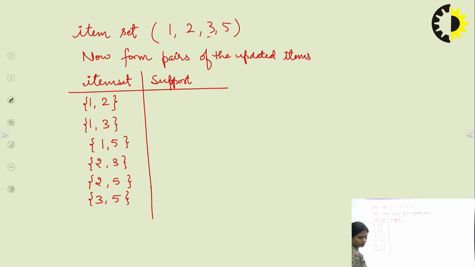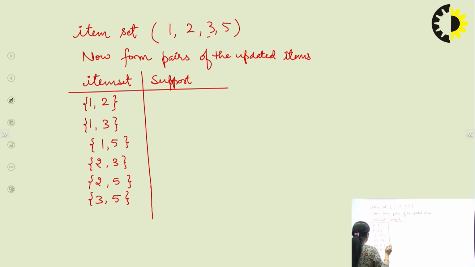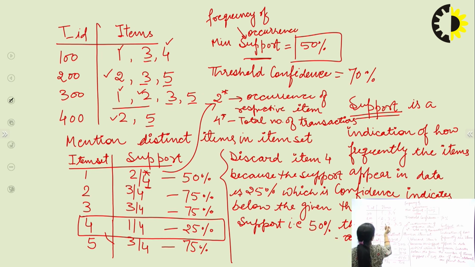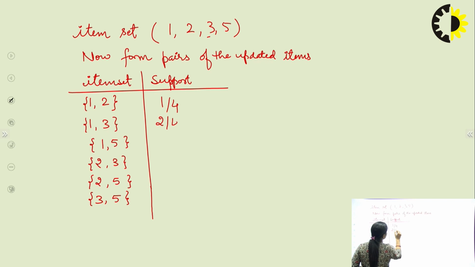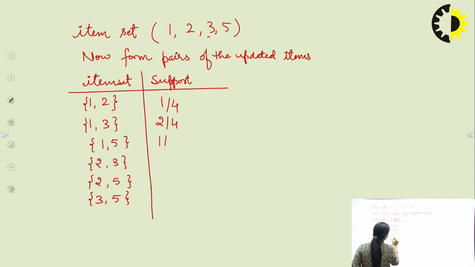Now we need to identify how many times 1, 2 has occurred. 1, 2 is in one transaction, say transaction ID 300, only one time. So it becomes 1. Total transactions are again 4. We need to find out 1, 3. How many times was the combination there? 1, 3 occurs 2 times, that means 2 out of 4 total transactions. Now we check 1, 5. 1 is here, 5 is here in transaction 3. So 1 time out of 4 transactions.